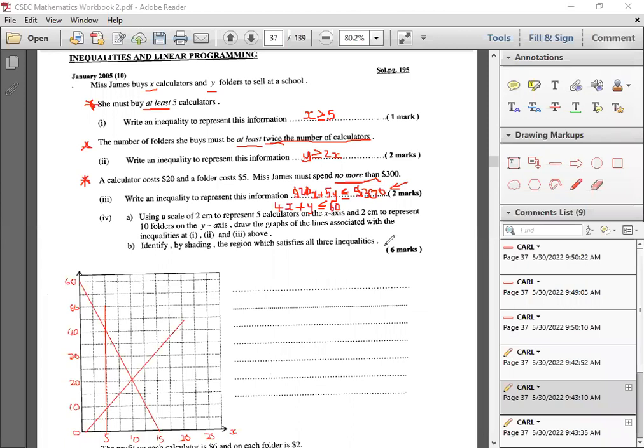All right. Now we need to plot x greater than or equal to 5, y greater than or equal to 2x, and 4x plus y being less than or equal to 60. We need to plot those 3 lines on the graph. So what I want you to do is follow the instruction here and rule up your graph sheet quickly. Don't take more than 3 minutes to do that.